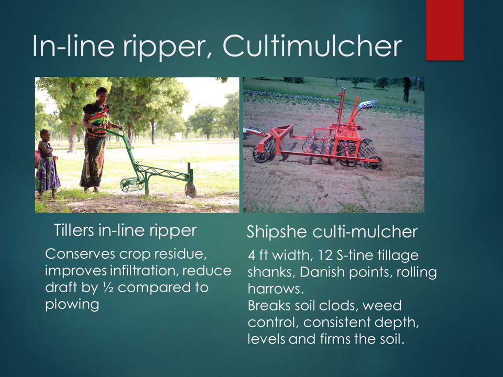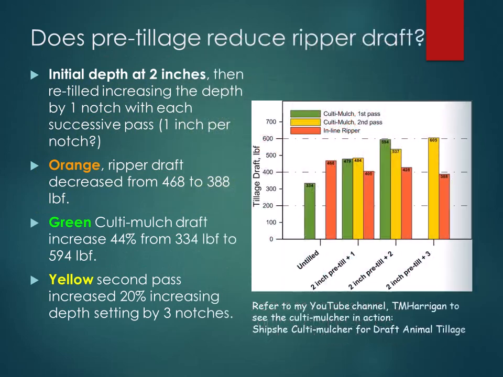Combination tillage tools like the ship-sheet cultimulcher break down soil clods, level the seedbed, uproot small weeds, and firm the seedbed for planting, all in one pass across the field. Our approach to conserving energy and easing animal burden is to go light and go often. So, two light tillage passes are likely to be less taxing than a single heavy pass.